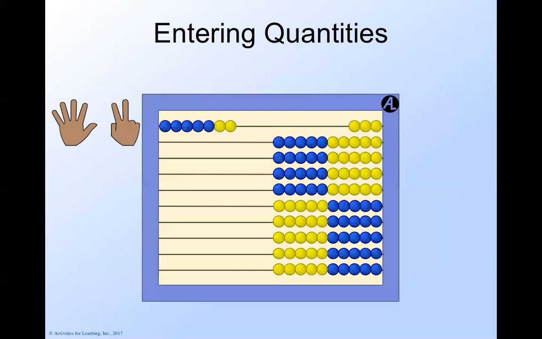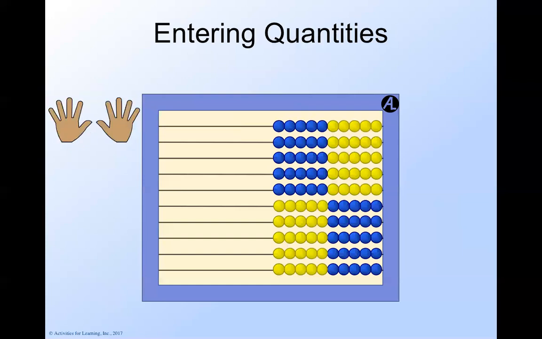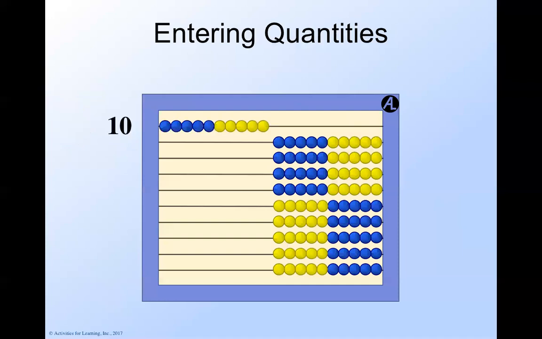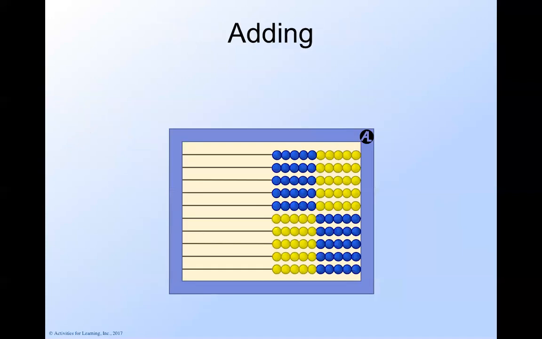Okay, great. There's no counting. I can see that that's 7. And there's my symbol for 7. And show me 10. Kids love 10. It's all the fingers. It's all the beads. And here's my symbol for 10.